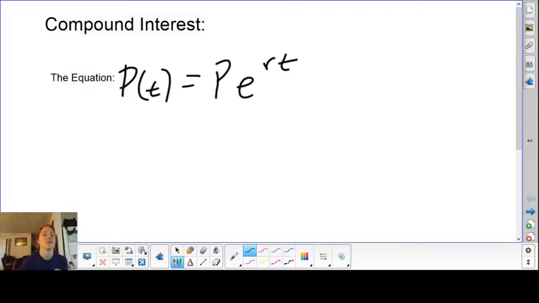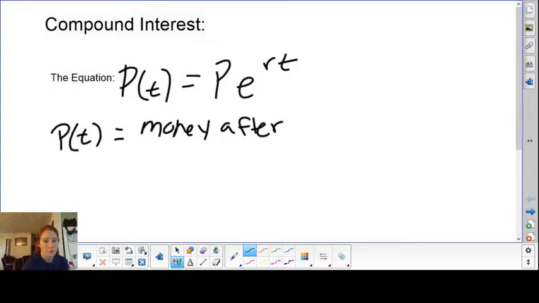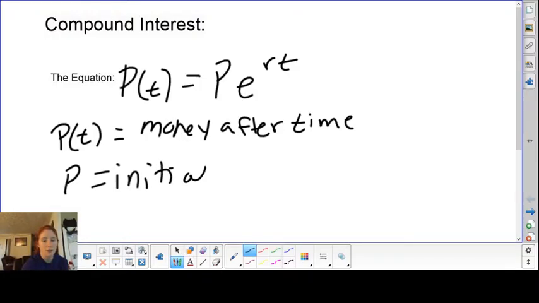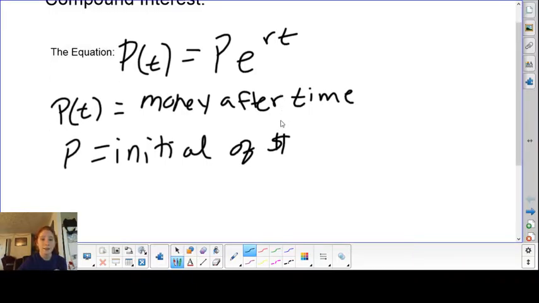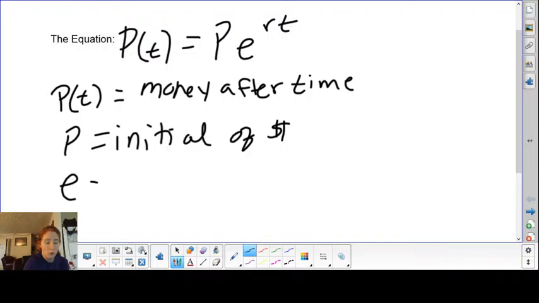So compound interest, again, deals with money. P of t stands for the amount of money after some time. P is the initial amount of money that you get or that you've invested. E is a magical number. It's really not necessarily magical, but I like to call it magical.